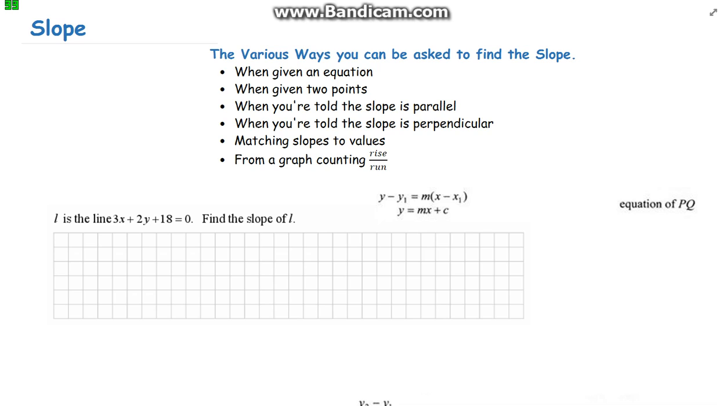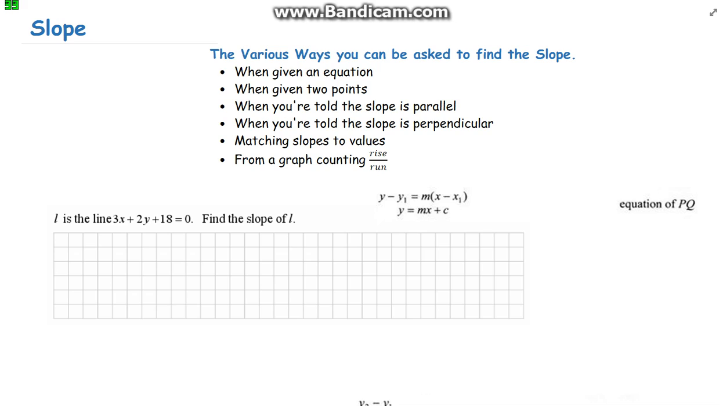So the first one is when given an equation. We'll actually fly through each of these first. When you're given an equation, that's like the question just right here, the first part. And if you're given 2 points, you know you're going to use your formula. And when you're told the slope is parallel, you have to remember that when slopes are parallel, the slopes are the same. When slopes are perpendicular, you know that if you multiply the 2 slopes by each other, you get -1. An easy way to find a perpendicular slope is flip the fraction, change the sign.